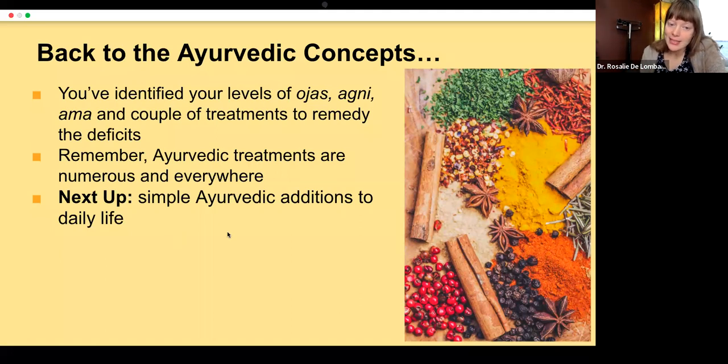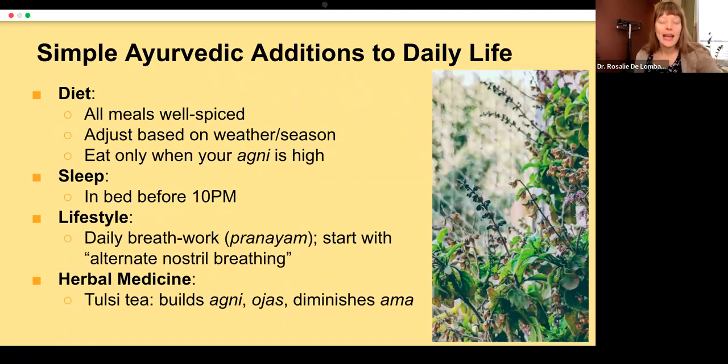So next up here, last section, is our simple Ayurvedic additions to daily life. So as a layer onto your current health regimen, this is something to add an Ayurvedic layer to it. So diet, ultimately, I would encourage all meals to be well spiced. And I mean this not in terms of hot and pungent spices, but in terms of digestive spices. Our gently heating spices like our ginger, our cumin, our curry mixture, our coriander. There's so much medicine in our spice cabinets, and a well-spiced meal means a high-functioning Agni, or digestive fire.